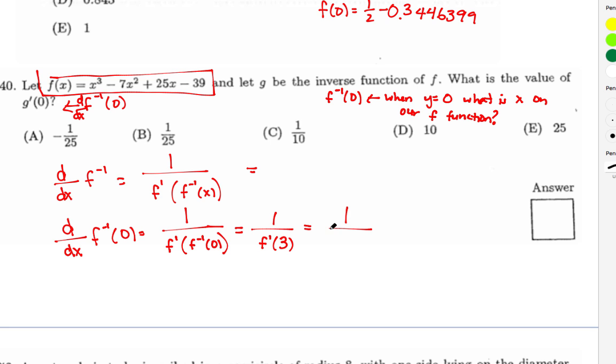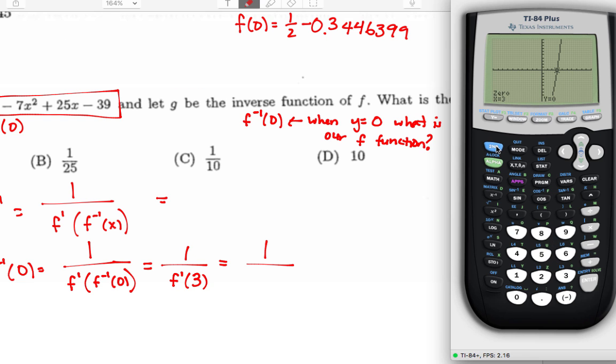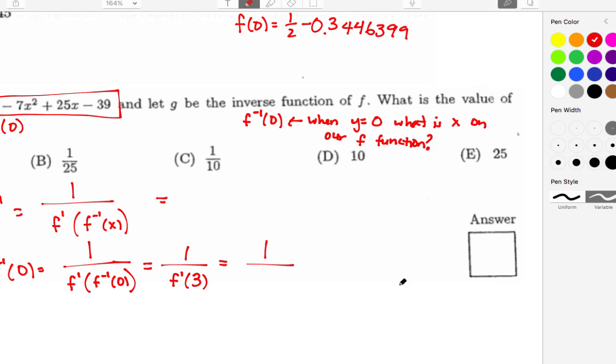So now look, I'm going to do this entire thing on my calculator. I'm not even going to figure out the derivative because I have my calculator and I already had f in that y1. So all I'm going to do now is math 8, which is nDeriv, because I want to find the derivative with respect to x of that y1 function evaluated at x equals 3. And boom, I get 10 as my answer. So my final answer is going to be 1/10 or C.